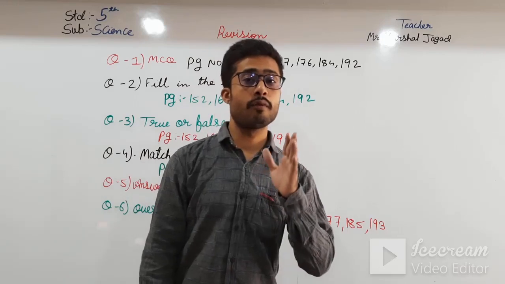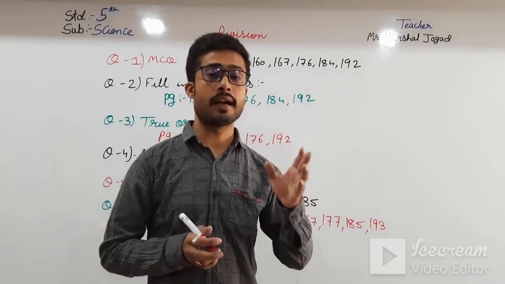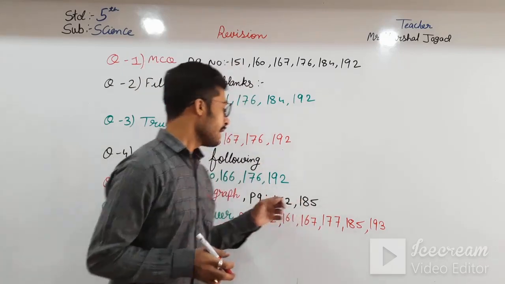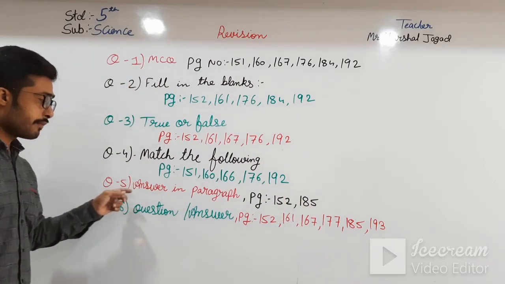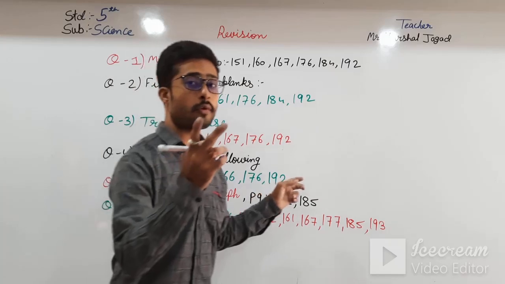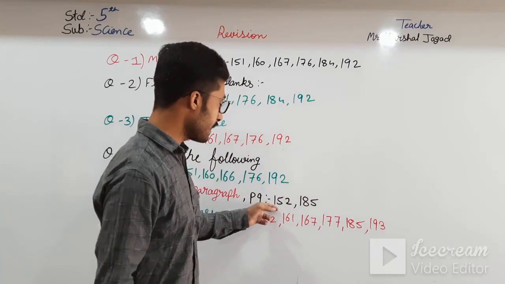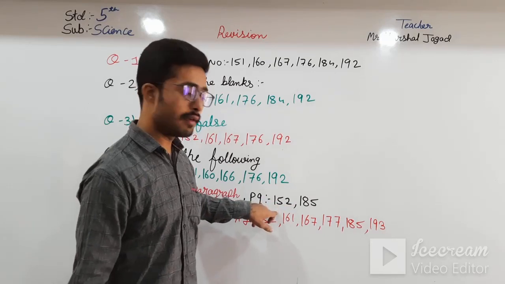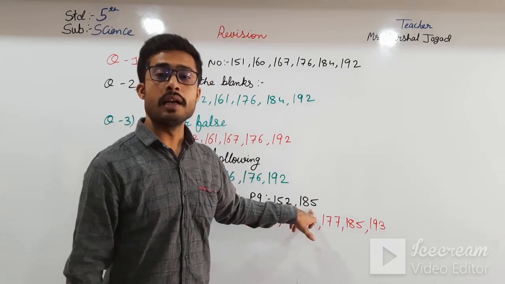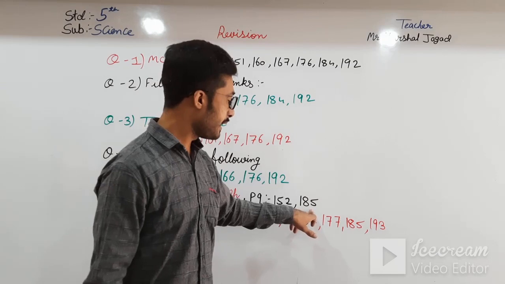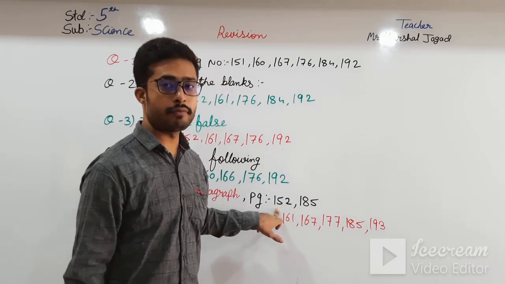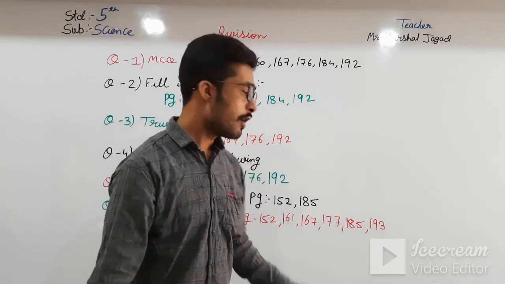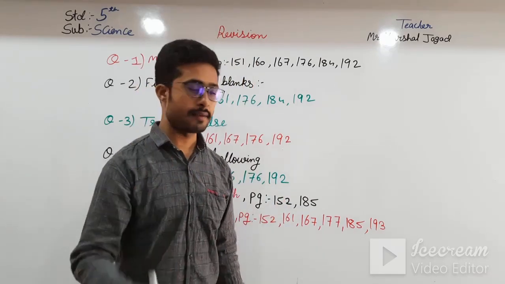First of all, what you have to keep in mind, I am just telling, so please listen carefully. In question number 5, answer in paragraph, there are only 2 chapters, that is page number 152 and 185. One will be asked from page number 152 and one will be asked from page number 185. From those 2 you have to write only 1. Okay, that is of 3 marks.